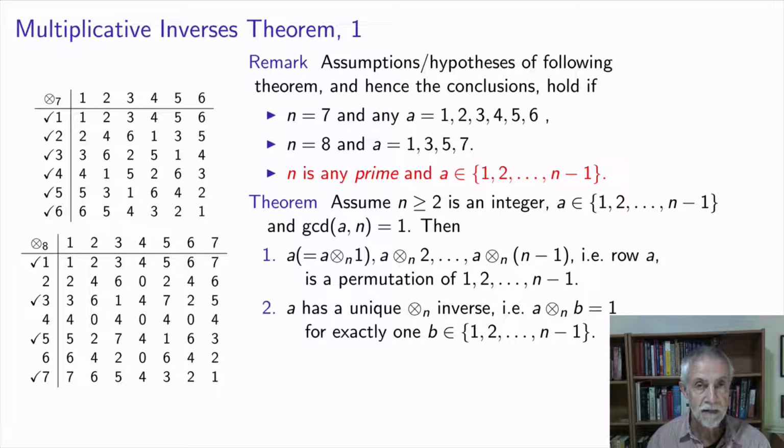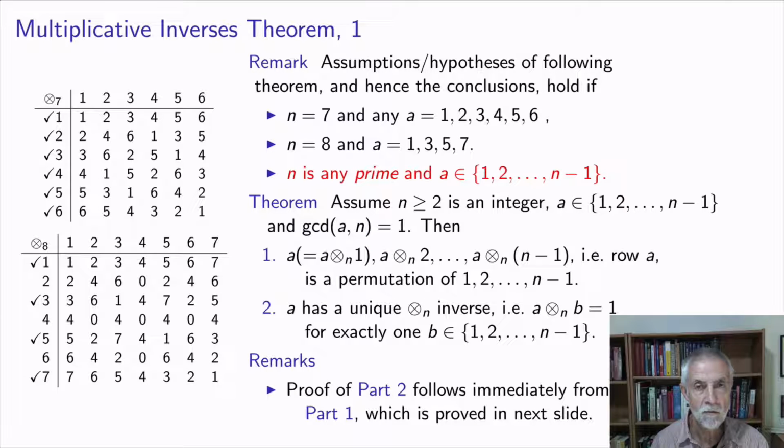So just to reiterate, the hypotheses of the theorem are satisfied for all rows in the case n equals 7, in the case n equals 8 for the rows 1, 3, 5, 7, and if n is any prime and a is in 1 up to n minus 1, then certainly the greatest common divisor of a and n will be 1.